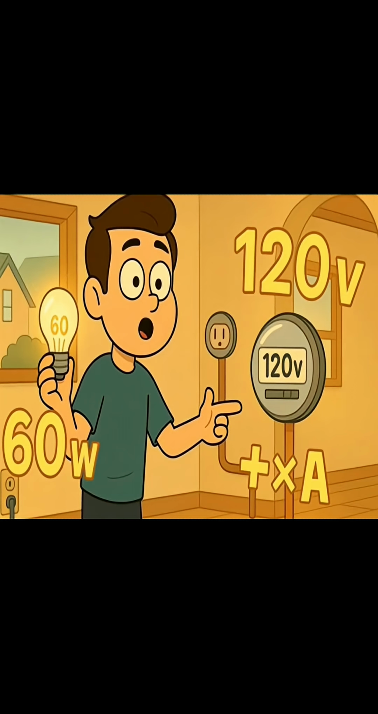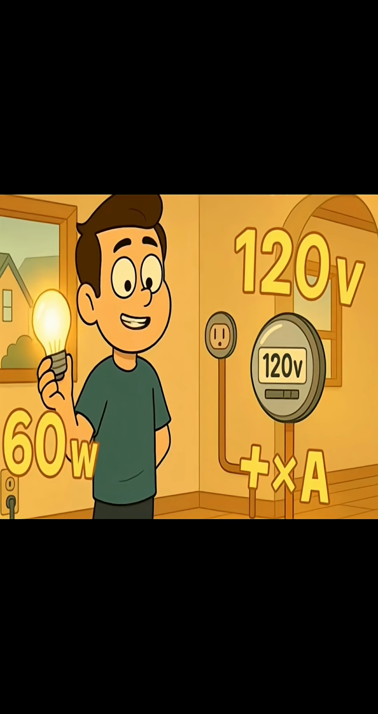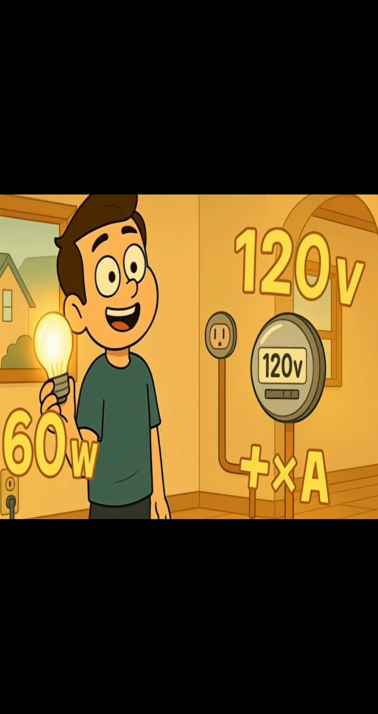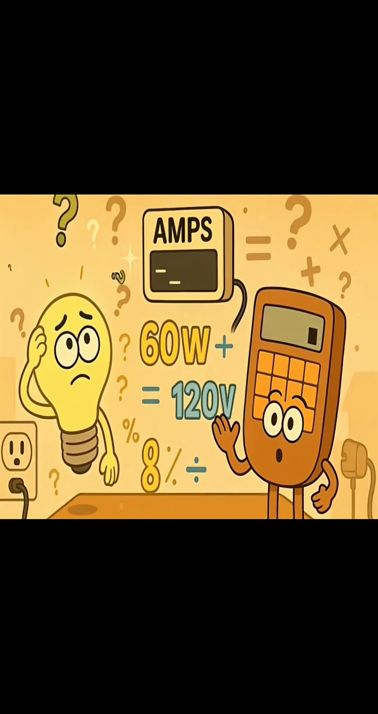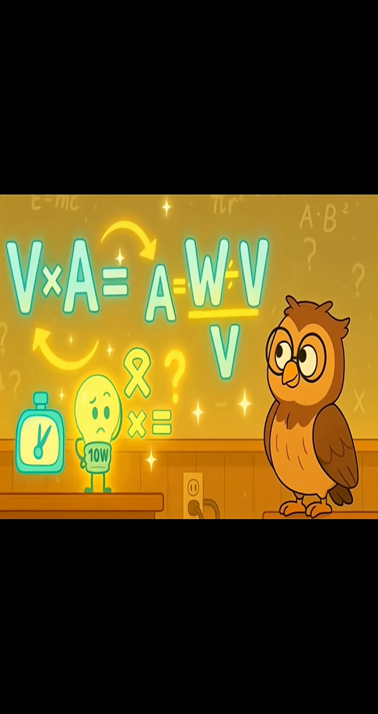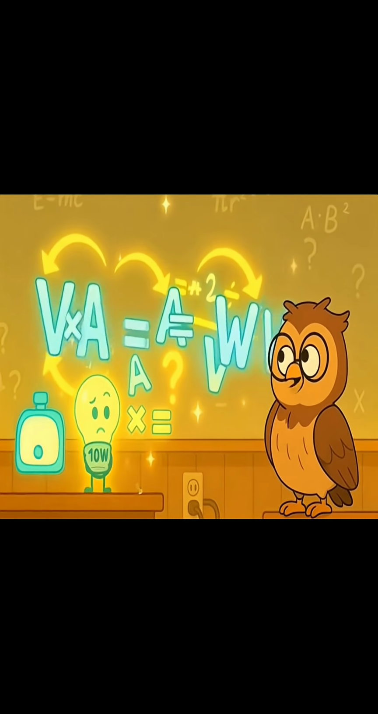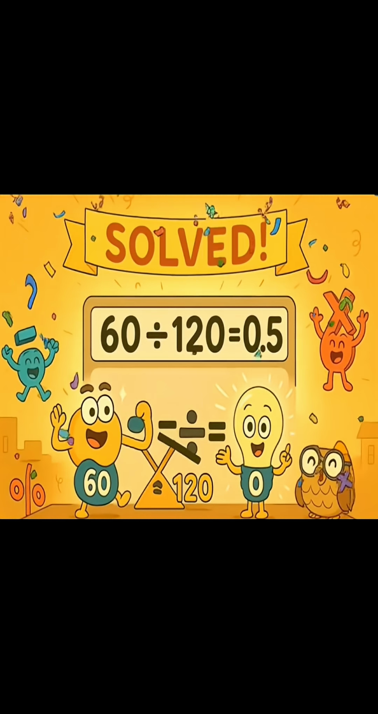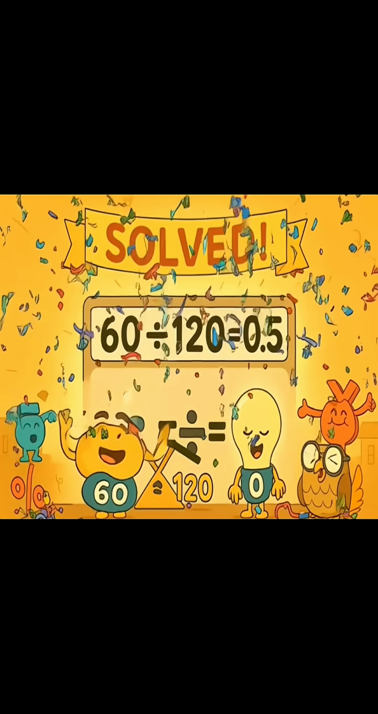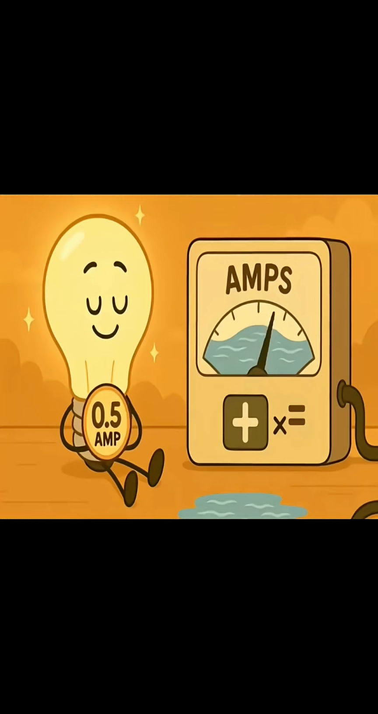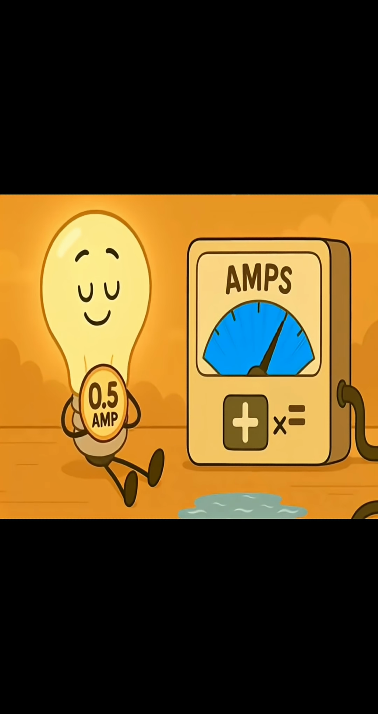Let's try an example. Say you have a light bulb that uses 60 watts and you know your house voltage is 120 volts. How many amps is that light bulb using? Well, if volts times amps equals watts, then amps equals watts divided by volts. So 60 watts divided by 120 volts equals 0.5 amps. That light bulb is using half an amp of current.